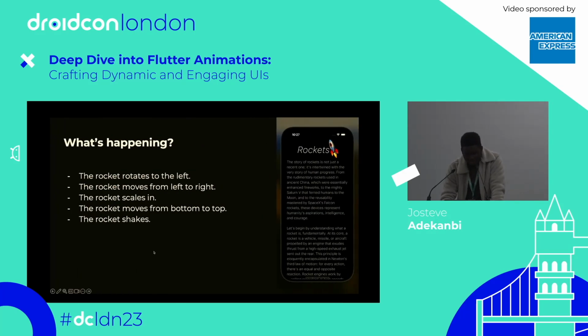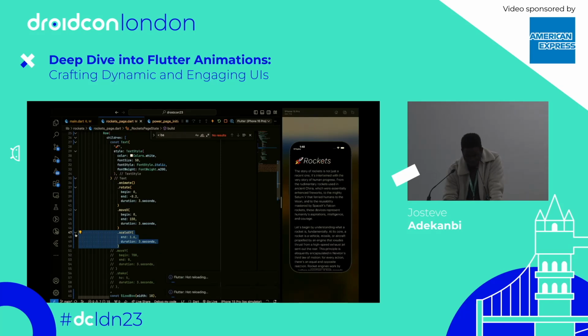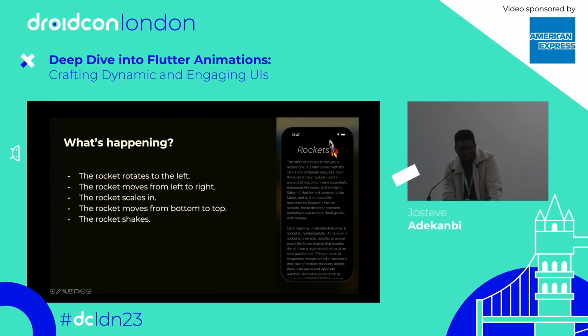The next thing that is happening is it is becoming bigger, scaling in. And so scale XY, because it's becoming bigger on both X and Y. Flutter Animate by default has default values for begin, so you don't always have to specify it. And here I'm just using 1.6, and then we can see it moving from here to here on its own without doing anything. And it moves from the bottom to the top.